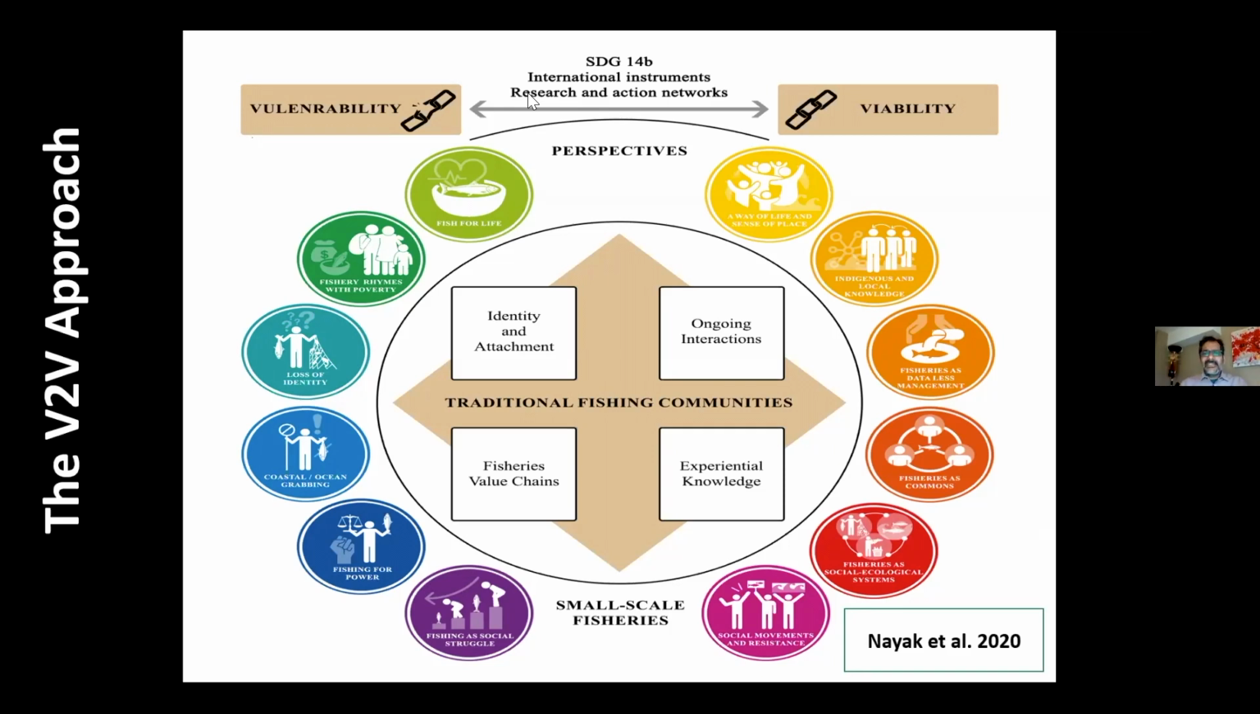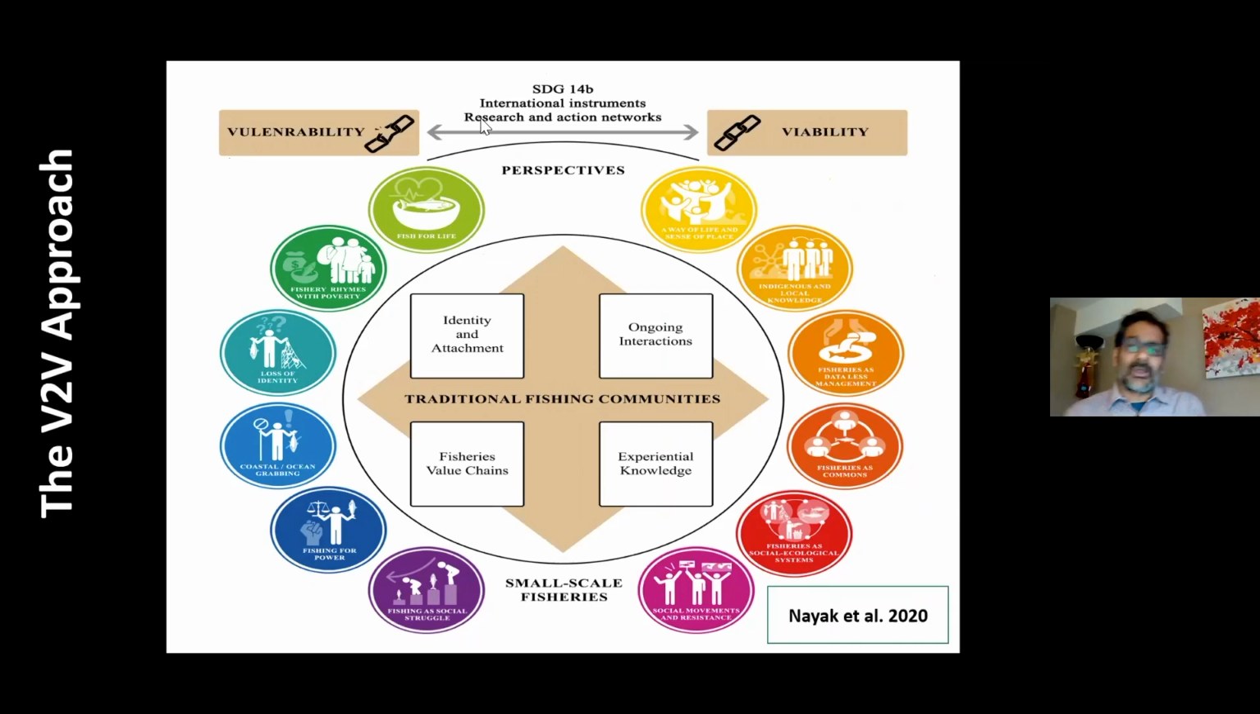So if you can see in this particular slide, if we are losing out on each of these elements, then small-scale fishing communities become vulnerable. Is there a way to then improve and strengthen each of these areas, restoring identity, making these struggles for power really successful, and all other aspects identified on these slides, which can help to transition small-scale fisheries from a vulnerable situation to viable situations?